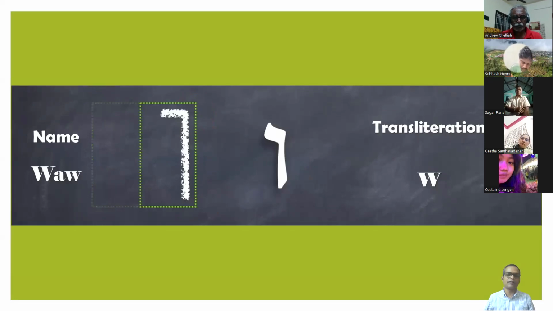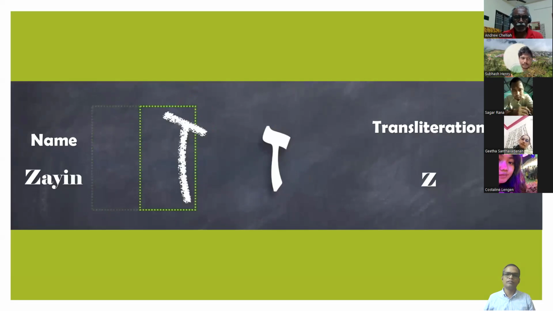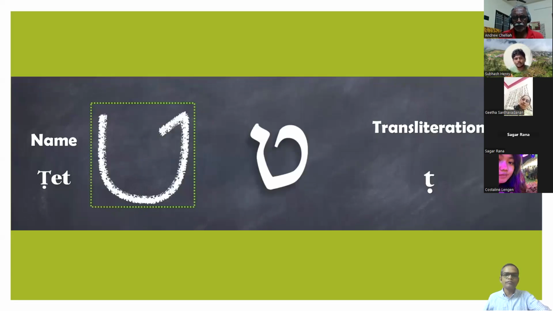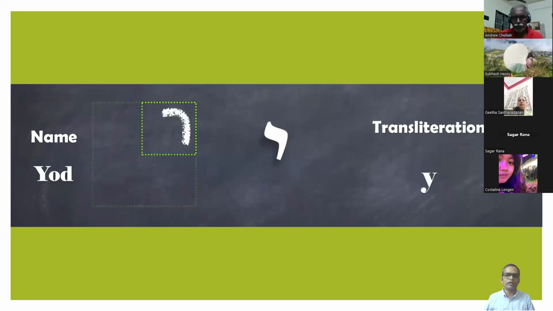The next letter is Vav, and the transliteration is W. The next letter is Zayin, and the transliteration is Z. The next letter is Khet, and the transliteration is H, and underneath it you will see a small dot. And the next letter is Tet. Okay, T. Underneath you can see a small dot.